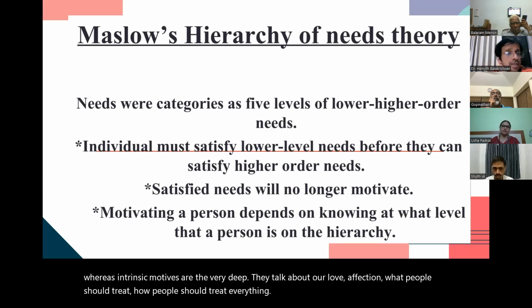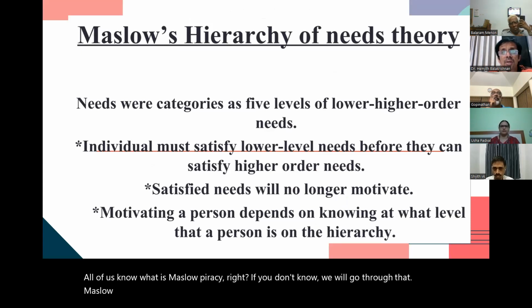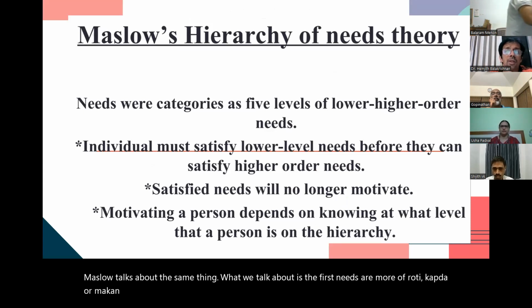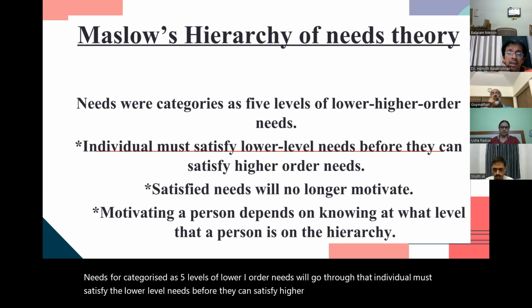All of us know what is Maslow's hierarchy, right? If you don't know, we will go through that. Maslow talks about the same thing. What we talk about is the first needs are more of roti kapda or makan. So it is a very, very famous model, Maslow's hierarchy. Needs were categorized as 5 levels of lower higher order needs. We'll go through that. Individual must satisfy the lower level needs before they can satisfy higher order needs.